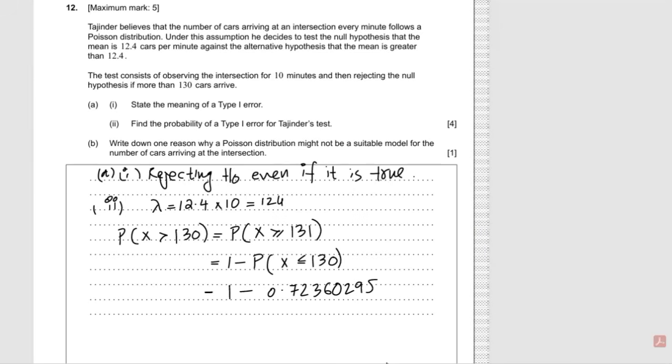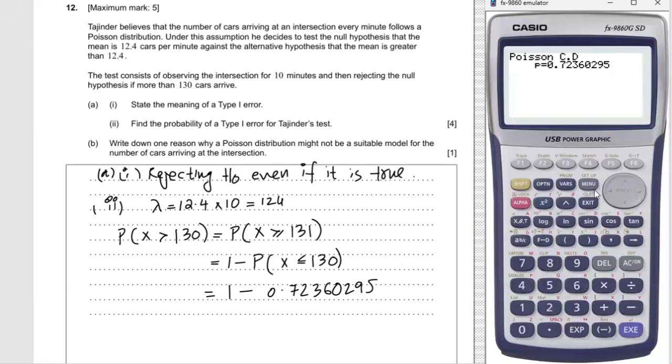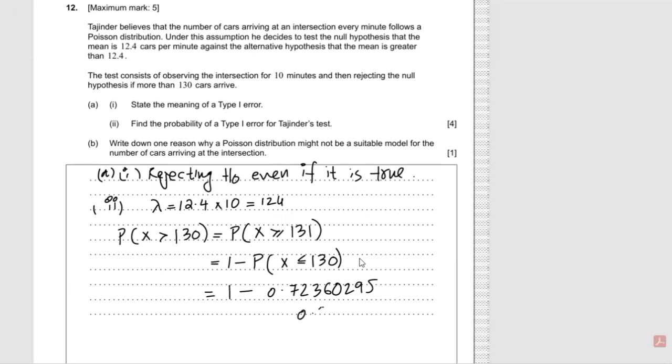Okay, so subtract it from 1. Let's see what we get. I'll go to the normal part of the calculator. 1 minus 0.7236295. I'm getting 0.27639 something. So I'm giving my answer to 3 significant figures, 0.276. That's my answer.